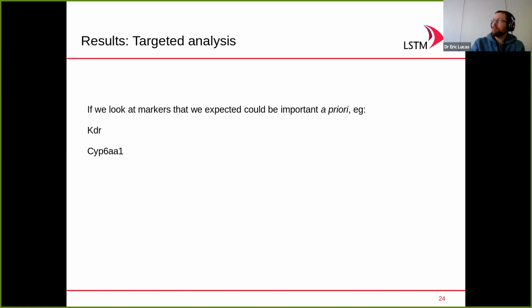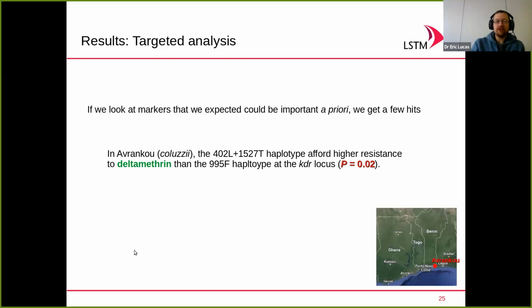Now, the thing about KDR is that mutations in KDR are completely fixed in our data. So there are no wild type samples. There are no wild type alleles. However, what we do have is two different mutant alleles. So in Anopheles coluzzii, there's the 402L plus 1527T haplotype that exists alongside the 995F haplotype. So these are two different resistant mutations. And what we found in our data when we just looked at this SNP in isolation, so no false discovery rate control, we found a marginally significant association. So we found that the 402L and 1527T haplotype provides higher resistance to deltamethrin than the 995F haplotype.